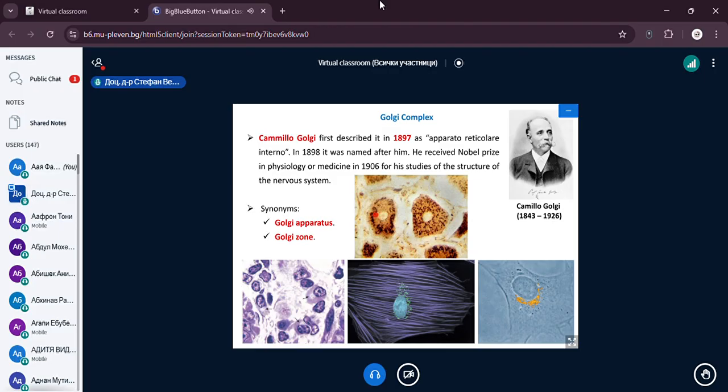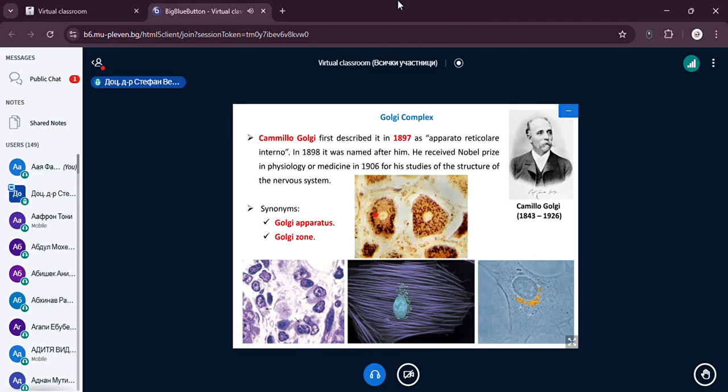Because of the many discoveries and scientific novelties Camillo Golgi introduced in biology and medicine, he received a Nobel Prize for Physiology or Medicine in 1906. And we will continue to mention Camillo Golgi's name during our lectures and practical classes of histology and anatomy in the future. So it is good to memorize and to remember this eminent scientist of the past.